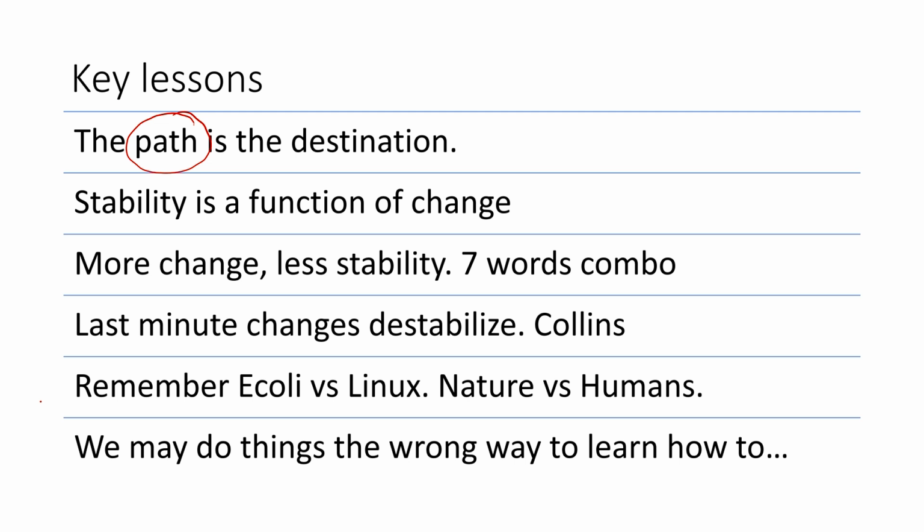So that's one. I think the second big lesson that I want to emphasize is, if you remember the E. coli versus Linux paper, nature versus human programmers, one of the key takeaways from that reading was that stability is a function of change. If you want to build robust systems that will stand the test of time, you have to minimize the amount of change those systems go through. The pre-release and the way it was structured and shared with you, especially the addition of the Collins dictionary at the last minute, was done to emphasize one key point.